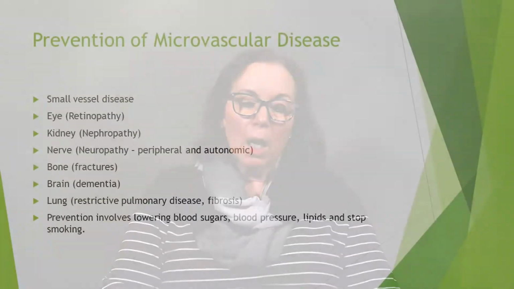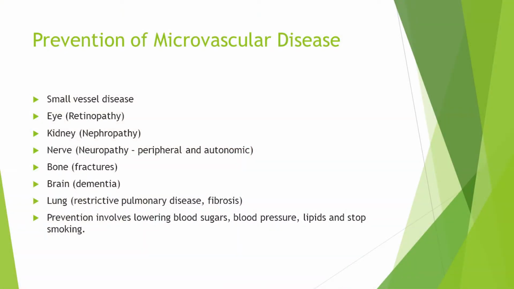Now let's talk about microvascular disease of the little tiny blood vessels, these little blood vessels you find in the back of your eyes or in your kidneys, or the little tiny blood vessels that wrap around the nerves throughout your body. You've probably heard these before. The microvascular disease affecting the eye is called retinopathy, nephropathy for kidney disease, neuropathy for nerve disease, and that includes peripheral and autonomic neuropathy, and I'll explain that here in a bit. Bones are affected. They fracture more. The brain is affected. We see more dementia as people age. The lung is affected with restrictive pulmonary disease, also known as fibrosis.